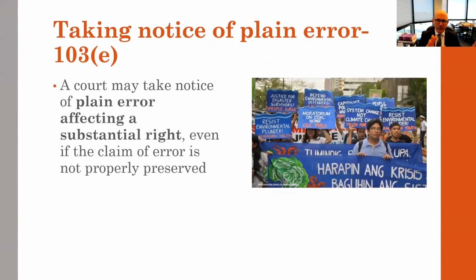Now, of course, under Federal Rule of Evidence 103(e), an appellate court can take notice of plain error affecting a substantial right, even if that error is not properly preserved. But good luck with that. I very much lived that when I was writing the Defender's Guide to Federal Evidence, trying to find cases where courts have found plain error affecting a substantial right when there wasn't a claim of error by the defense. It is trying to find the proverbial needle in the haystack. So good luck with that.